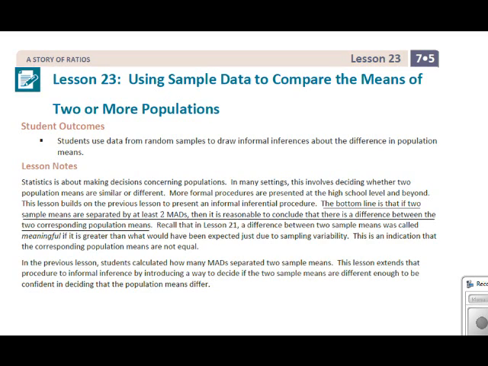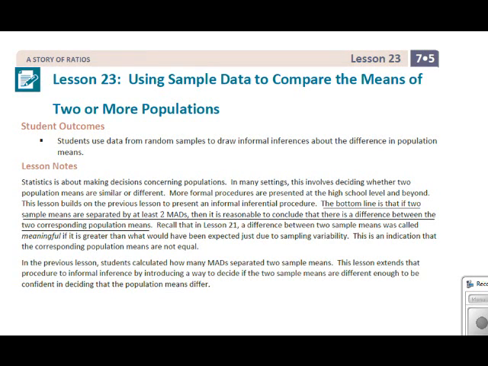Statistics is about making decisions concerning populations. In many settings, this involves deciding whether two population means are similar or different. More formal procedures are presented at the high school level and beyond. This lesson builds on the previous lesson to present an informal, inferential procedure. The bottom line is that if two sample means are separated by at least 2 MADs, then it is reasonable to conclude that there is a difference between the two corresponding population means.